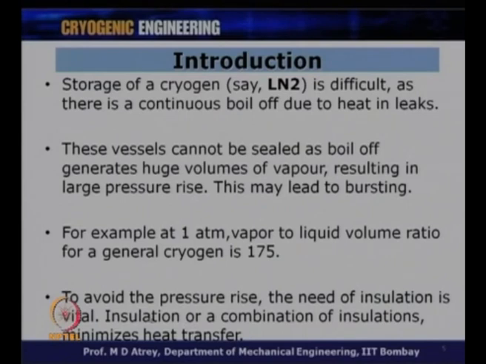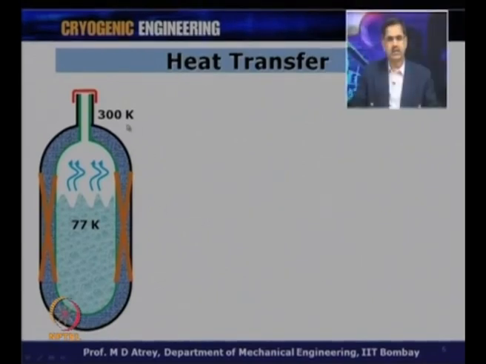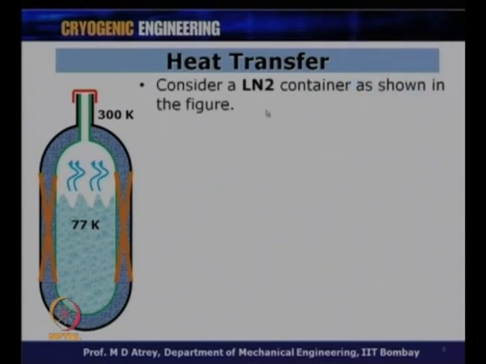So, what we want to do with insulation? Basically, we would like to minimize the amount of heat transfer from outside temperature to the inside temperature. For example, we can see in a schematic a container, where the outside temperature is around 300 Kelvin, and we have liquid nitrogen here at 77 Kelvin, and this is the open volume where the boil off gets stored. So, from 300 K to 77 K, there are different ways in which heat can transfer from outside to inside. Consider a LN2 container as shown in this figure.